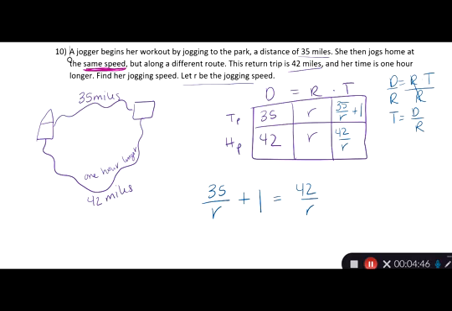Okay, so because we're saying the time to the park plus 1 is equal to the time home because the time home was already 1 hour longer. You could also do minus 1 on the time home and not add 1 to the time to the park, and that should work also.